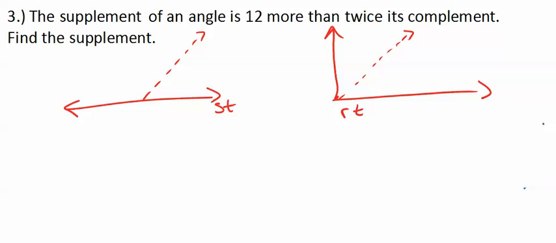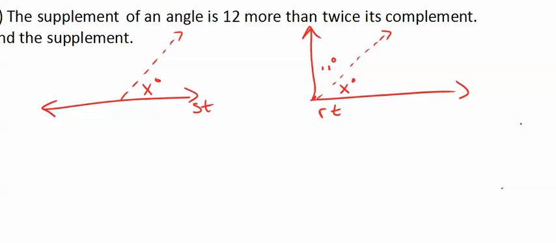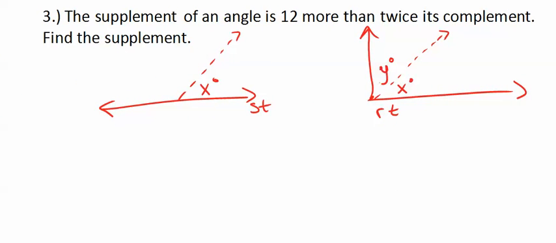Think about what this is saying. The supplement of the angle is 12 more than twice its complement. So assuming that we're talking about the same angle, the complement is going to be y, and the supplement is going to be 12 more than twice the complement.